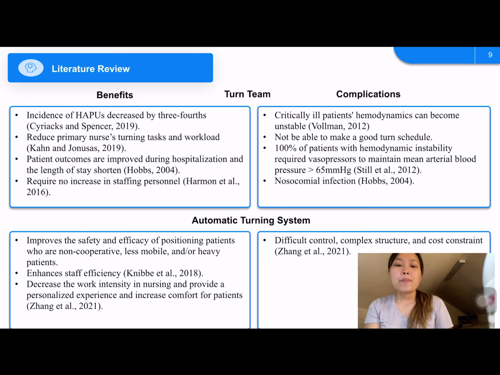So like a turn team, because they don't know a patient like a primary nurse does, maybe they don't know when the patient needs to be turned, like if the patient has stable hemodynamics, or if the status is unstable and the patient should not be turned. So that is one of the disadvantages of the turn team, because the hospital uses the turn team for every patient, not a specific one. So maybe they don't know about the patient as much as the primary nurse. And also they may have to recruit new members for the turn team. That will cost more money for human resources.